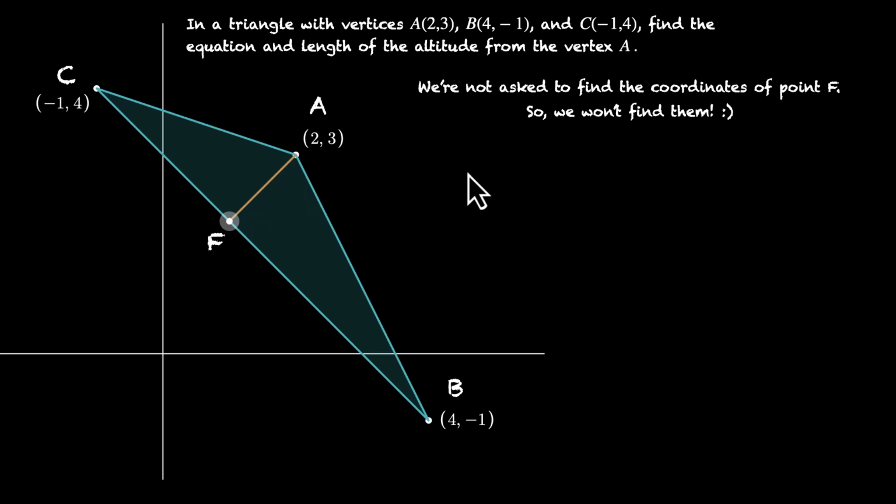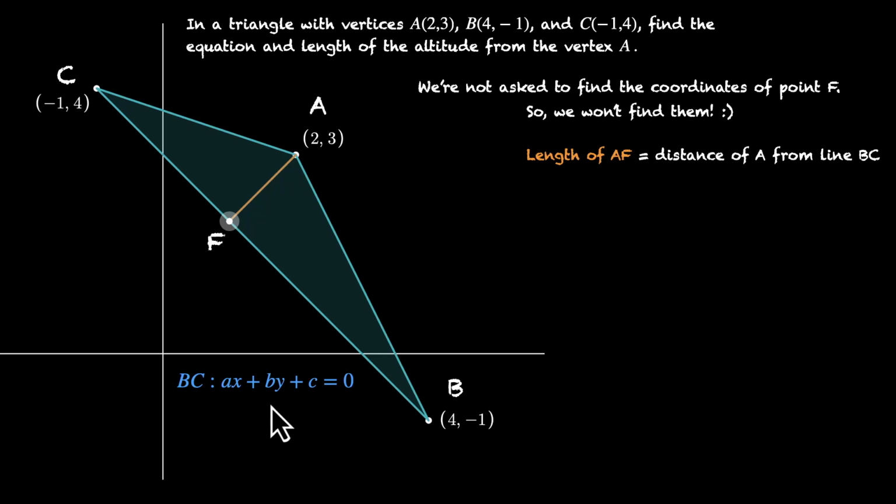Let's focus on the length first. This is the perpendicular distance of this point from this line. So length of AF is equal to the distance of A from the line BC. And we can use the distance formula here, distance between a point and a line. So if the equation of this line is ax plus by plus c equal to 0, then using the distance formula, this length AF is equal to mod of ax1 plus by1 plus c, that's basically putting x1, y1 in the equation of this line, divided by square root of a square plus b square.